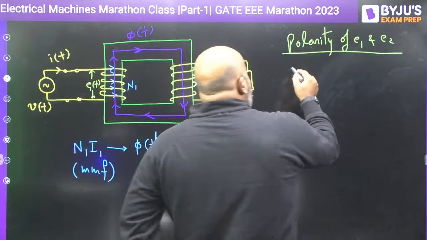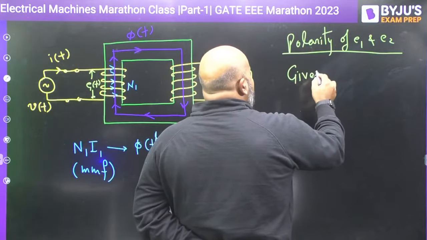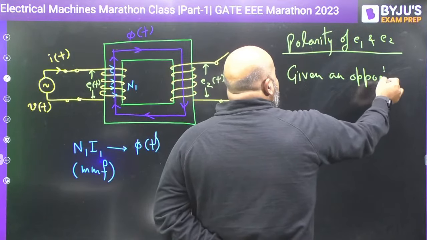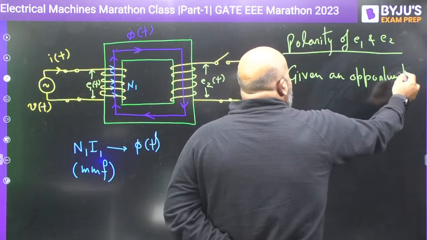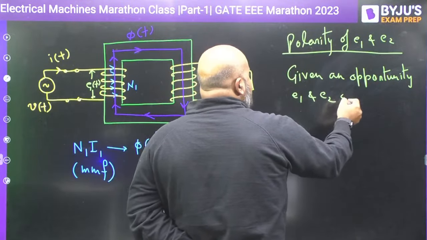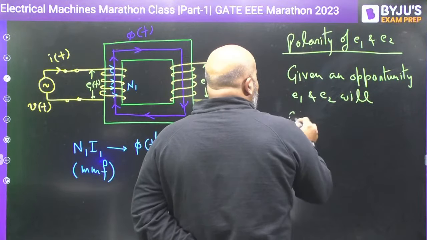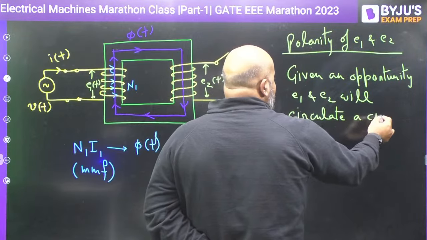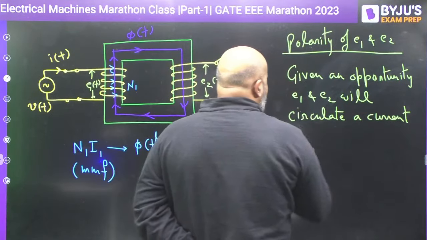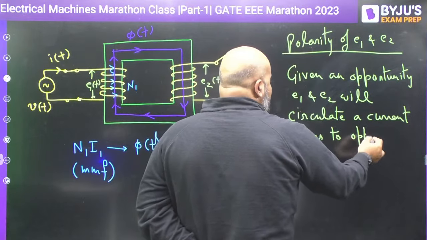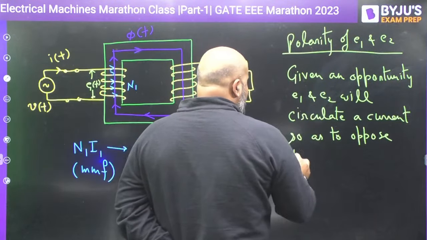So given an opportunity, E1 and E2 will circulate a current so as to oppose their own cause.